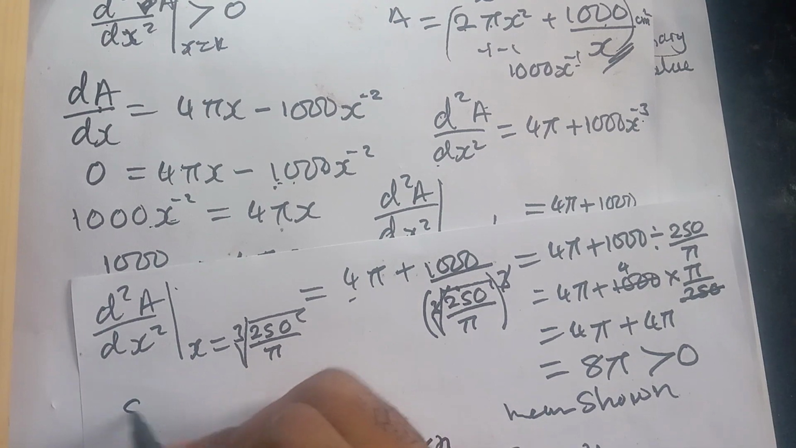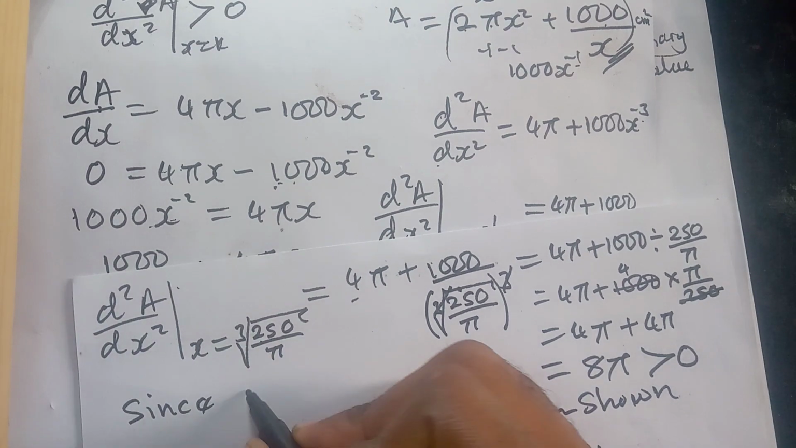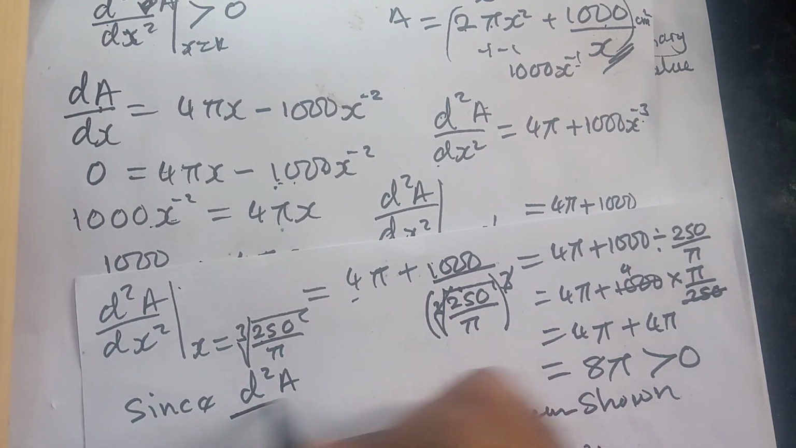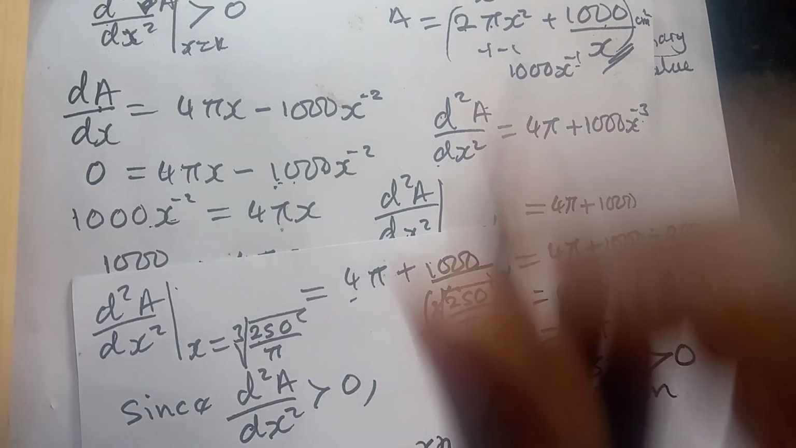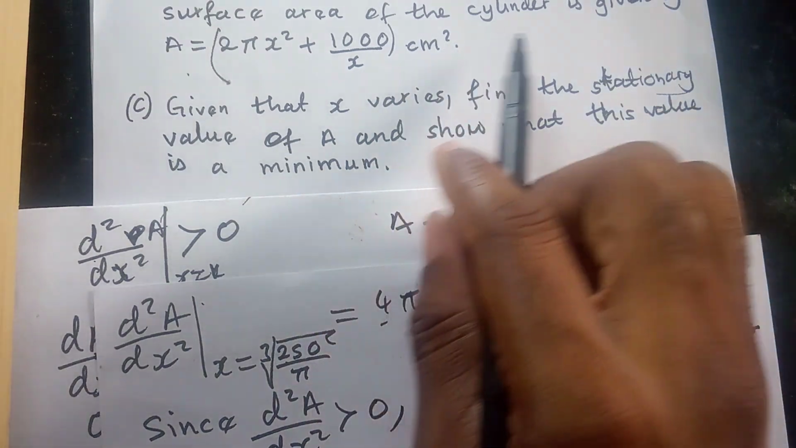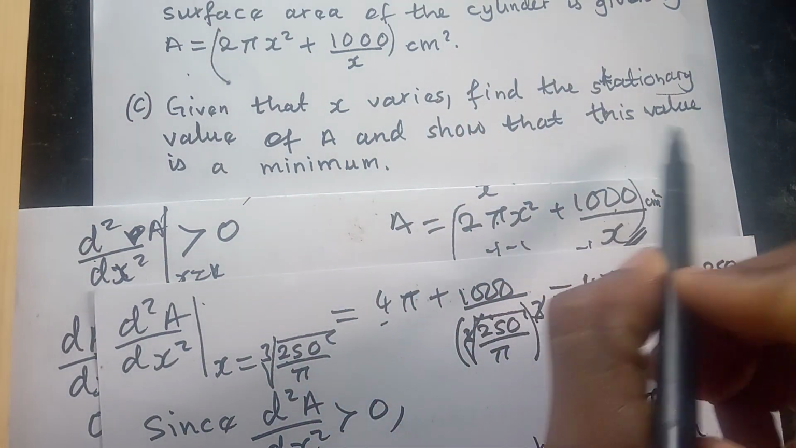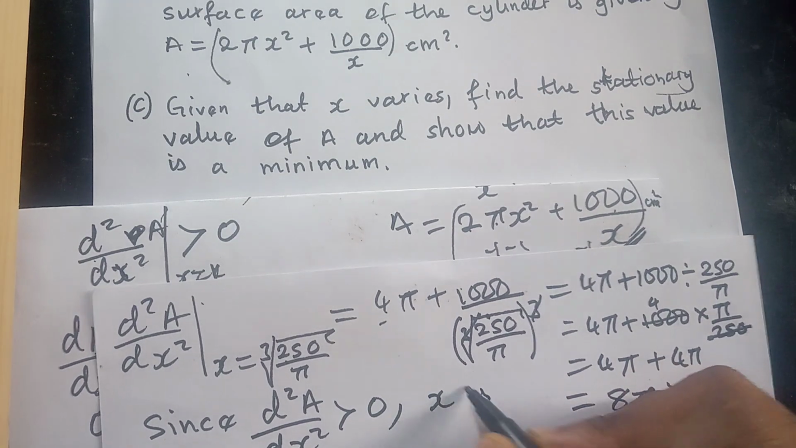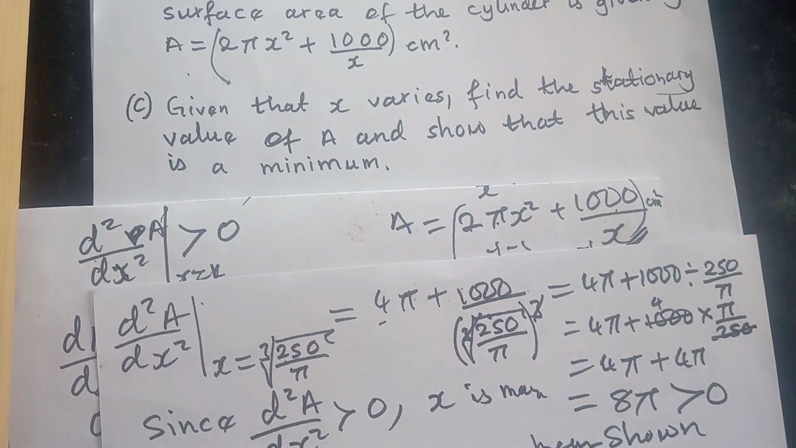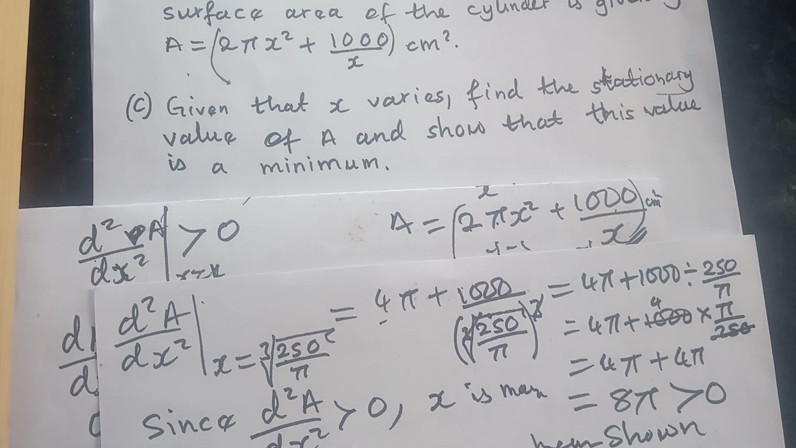So you can say since d2A/dx2 is greater than 0, what are we talking about? Show that this value is a minimum. So we can say x is a minimum, and you are done. Actually, A is a minimum.